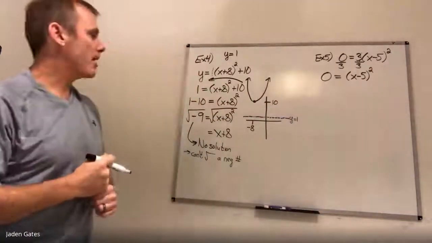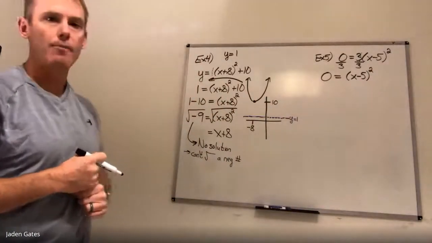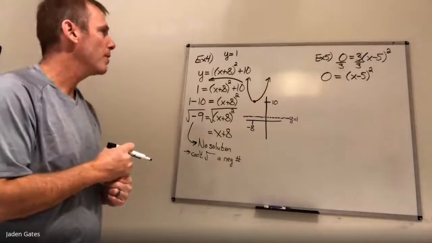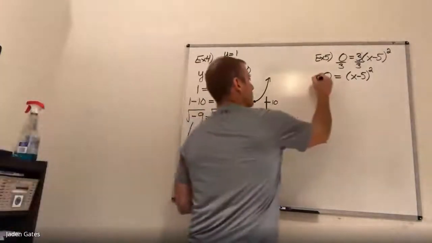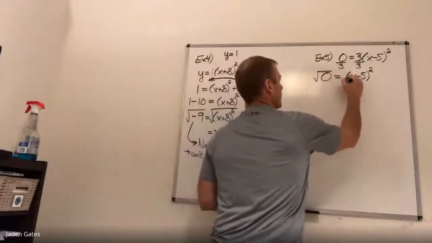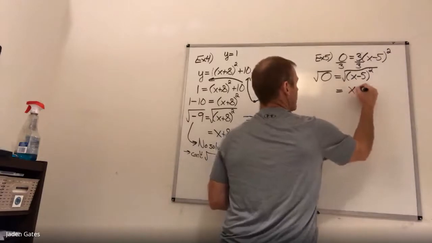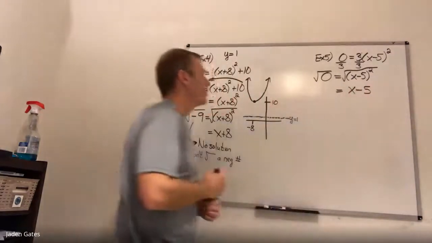All right, now we've had this situation before. Again, I can't move that negative 5 over because it's trapped in the brackets, because there's an exponent there. But I can square root both sides. That'll get rid of that little 2. And so over on this side, I have just x minus 5 now.